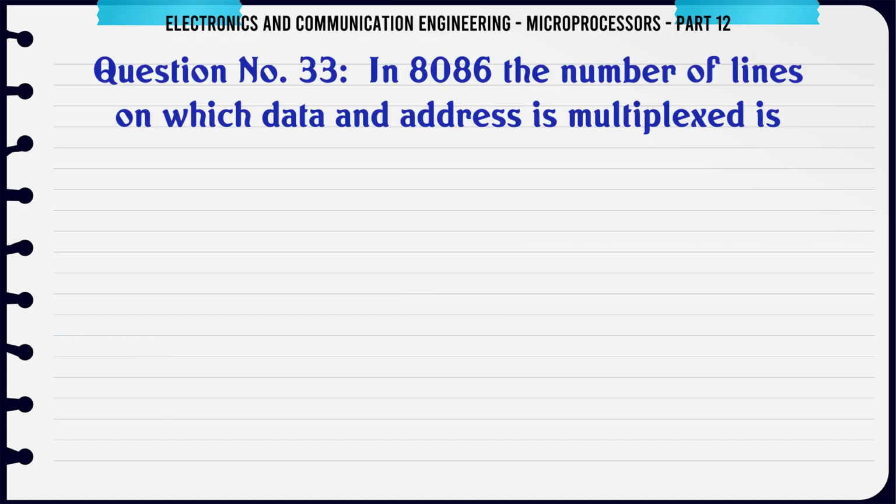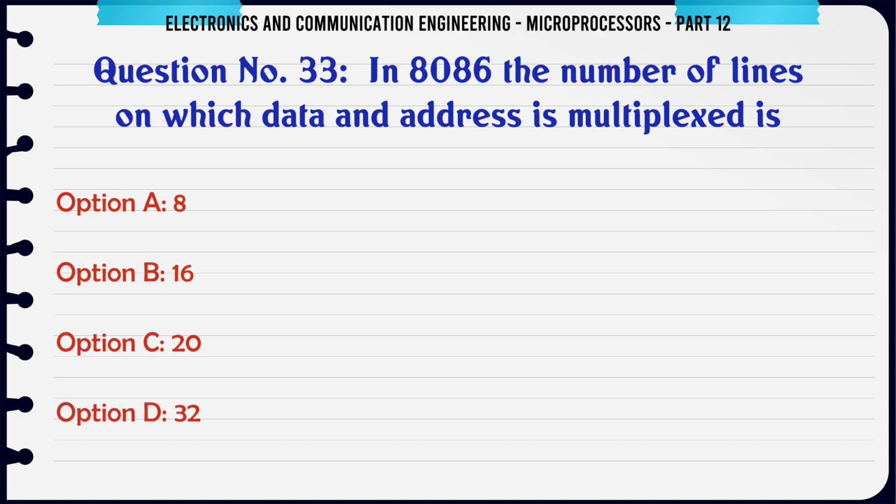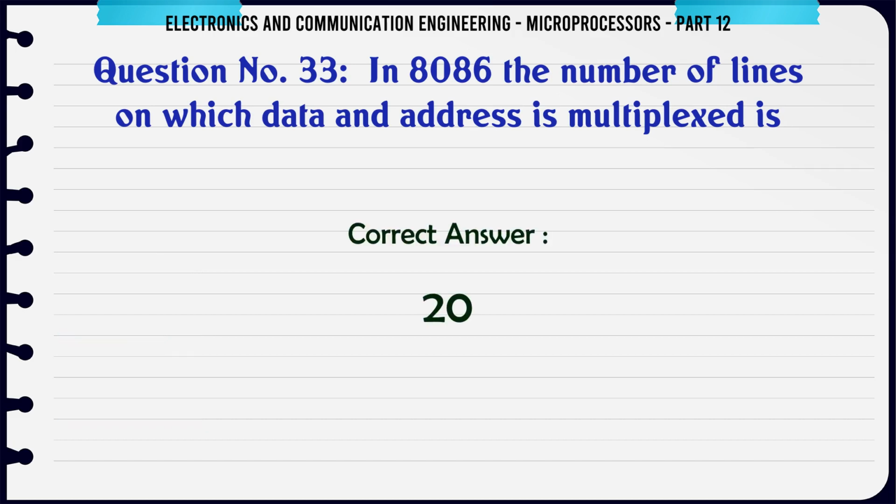In 8086, the number of lines on which data and address is multiplexed is A. 8, B. 16, C. 20, D. 32. The correct answer is 20.